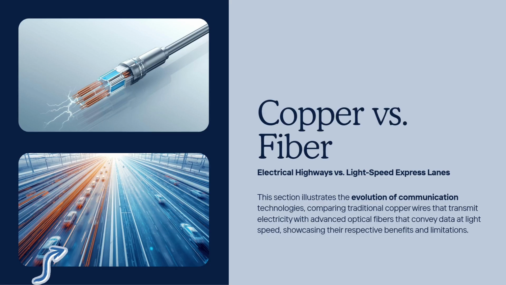For a long time, we relied on copper wires, the same stuff inside your old power cords. These worked like electrical highways, sending data as electricity. But as everyone knows, electricity has limits. It can be slow and it gets weaker over long distances. So we upgraded to a light speed express lane. We stopped sending electricity and we started sending light. This shift from copper to optical fiber was a massive leap forward in how we communicate.